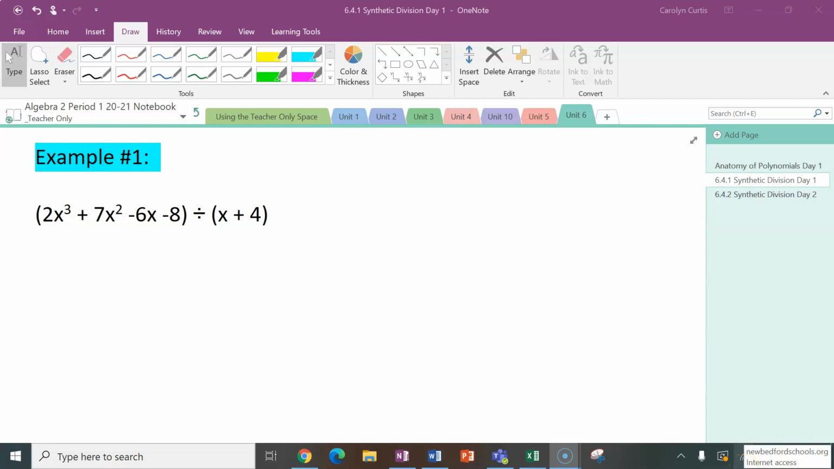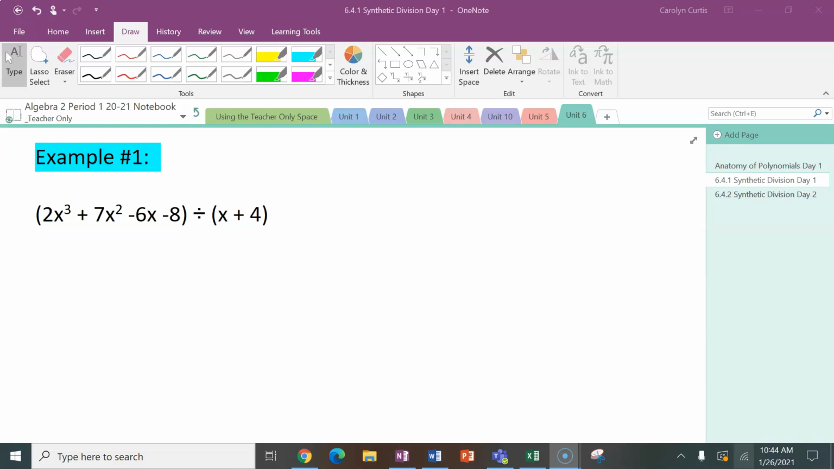Hey guys, today we're going to talk about dividing polynomials again, but we're going to talk about synthetic division. So this is a new method rather than the long division that we learned already. So the first step to synthetic division is we're going to write our coefficients of the polynomial that you are dividing.